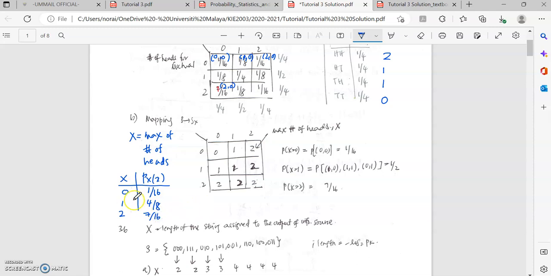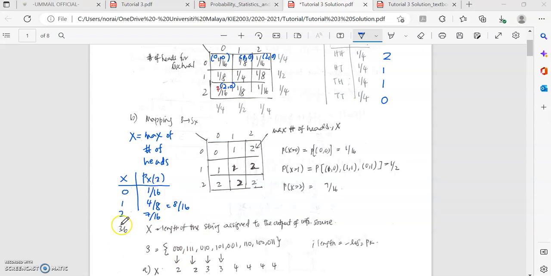Okay. You should check whether your distribution is complete by adding up all the possible outcomes. So 1 plus 8 is 9, plus 7 is 16 over 16. So the total is 1, so it should be good.